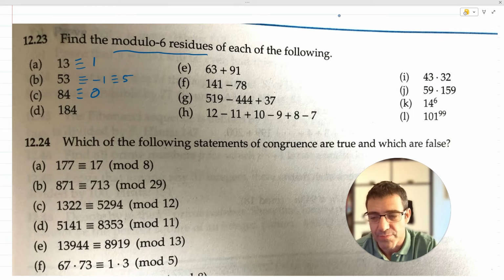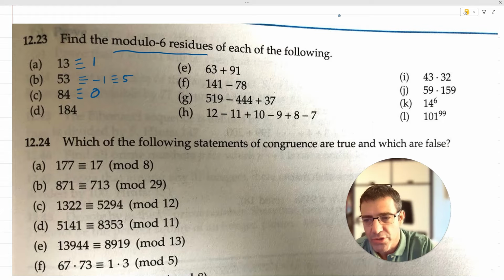So 184. We could try and use the same technique that we did just now, but we could also realize that 184 is actually equal to 180 plus 4. And 180 is going to be a 0, so we can say that this is a 0 plus 4, which is just a 4 mod 6. So this is good.